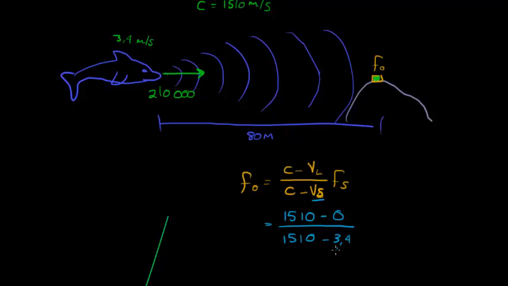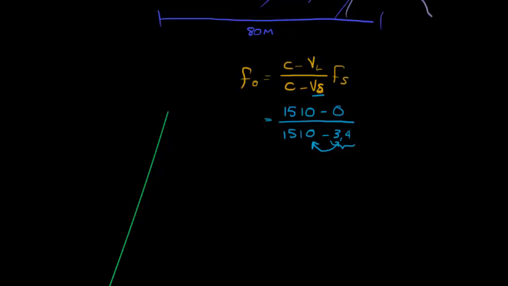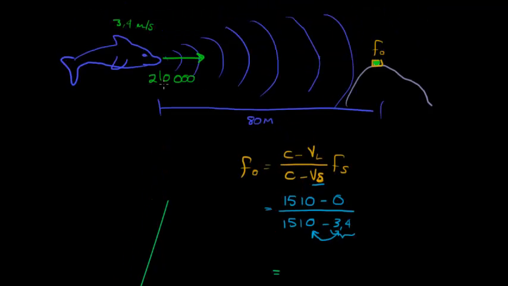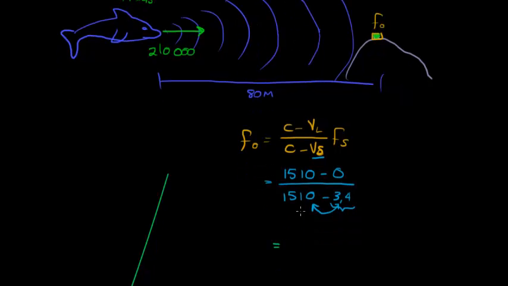Now I just want to mention, 3.4 is very small compared to 1,500. It will make very, very little difference, and that is why it is much more accurate for the dolphin to use ultrasound, in other words, very high frequencies of sound, than very low frequencies, because a very low frequency will be affected by that in the water.